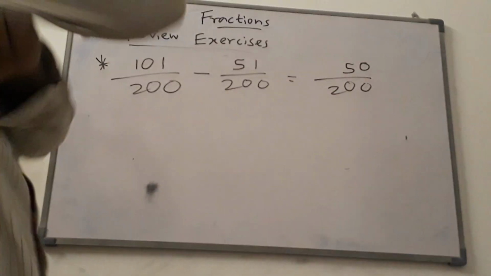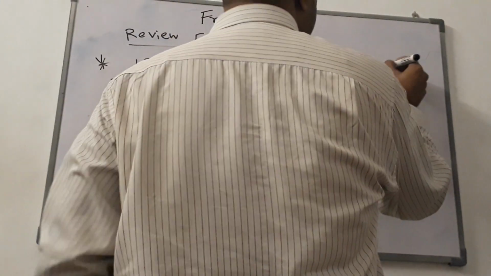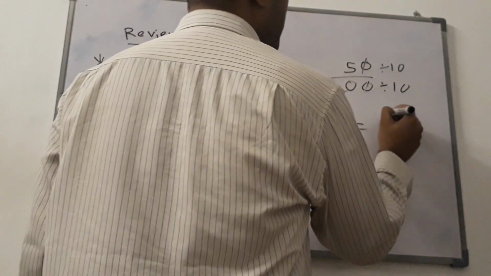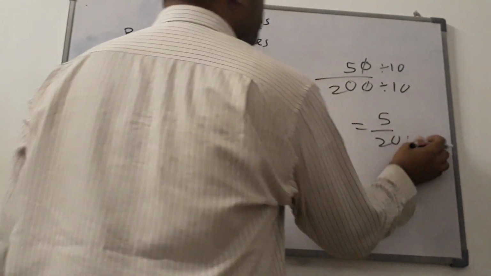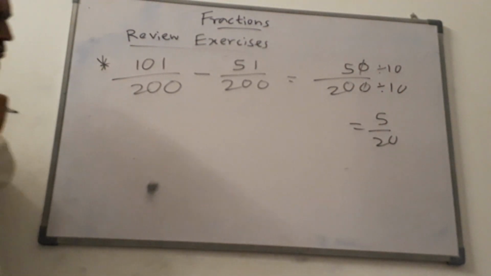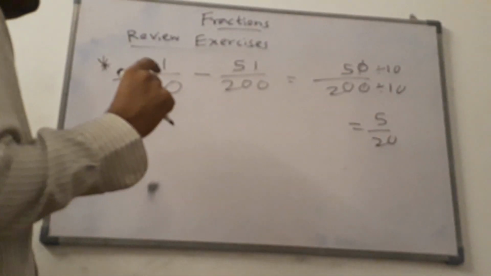And is this the final answer? There are zeros after 5 and 20. So we can divide both by 10. So the answer is 5 over 20. But still I am a bit suspicious. Why? Because I feel like we can divide 5 over 20 by another certain number.